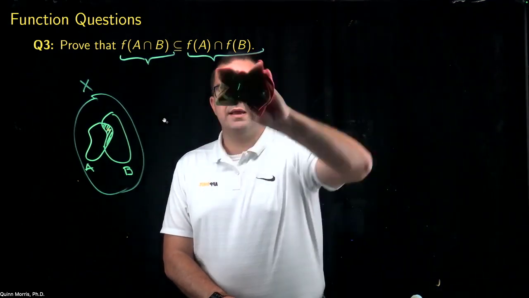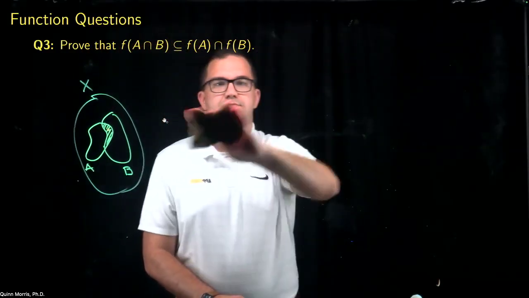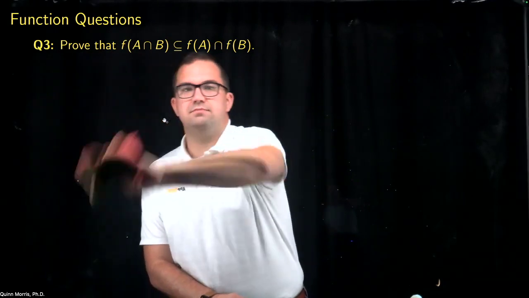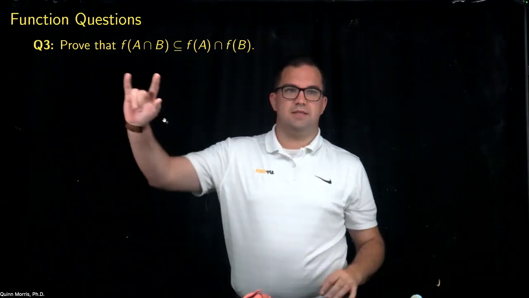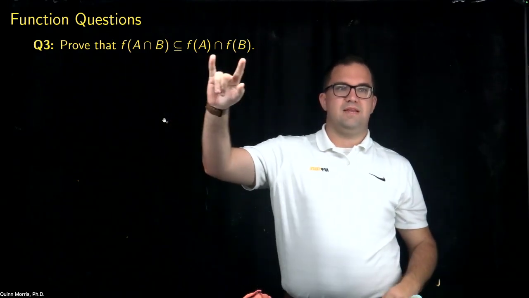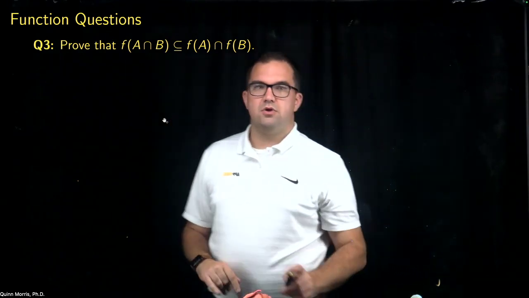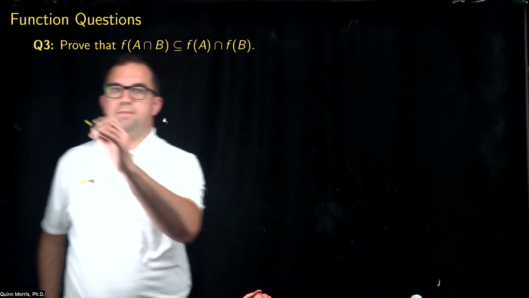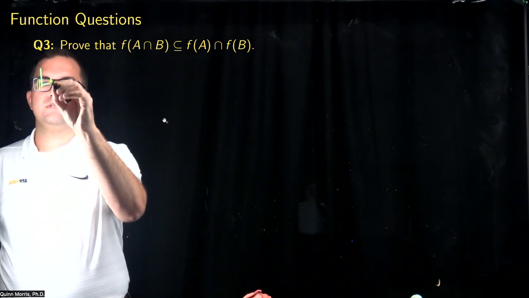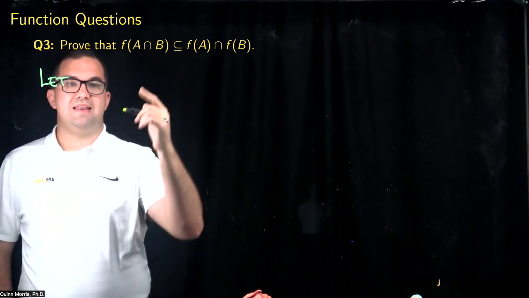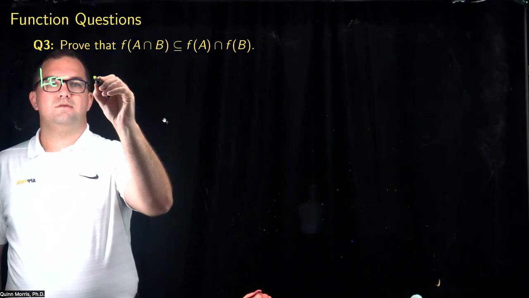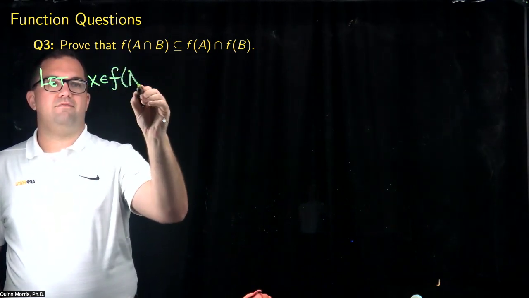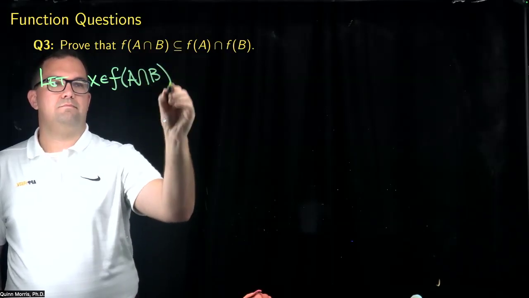All right, great. Let's look at how we would formally prove this. Anytime I want to prove that some set is a subset of another set, the way I'm going to do this is I'm going to start by taking an arbitrary element of the first set. I'm going to give a name to my thing. So I'm going to let a be in f of A intersect B.